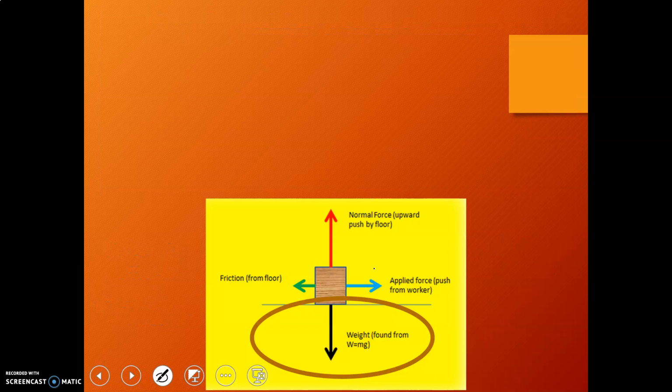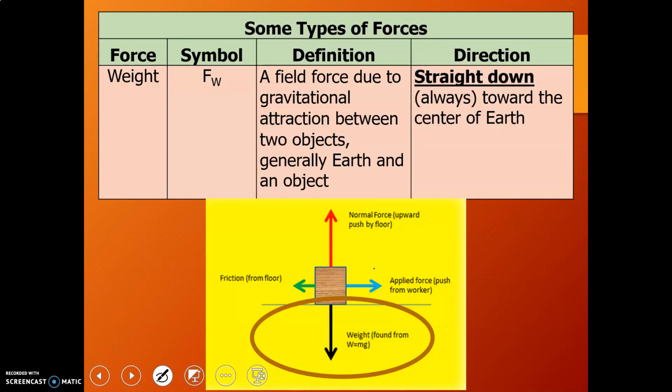All right, and weight. So remember, weight is a force measured in Newtons. The symbol for weight is going to be Fw. It's a field force due to gravitational attraction between two objects. Generally, we're going to be talking about the attraction between Earth and an object. That's what gives us weight.